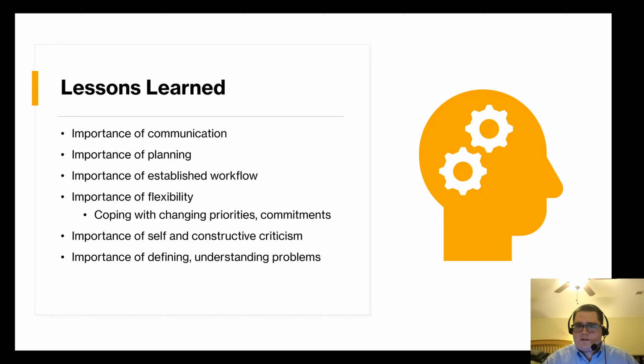I've already touched on this a little bit, but the importance of flexibility and coping with changing priorities and commitments, that's definitely important, as is the importance of self and constructive criticism. If it wasn't for the self-criticism, I don't know what the standard of the project would have been, but I also don't know what would need to be improved.